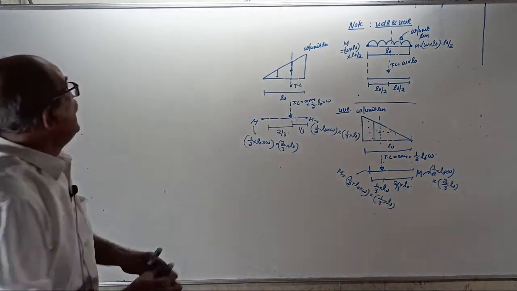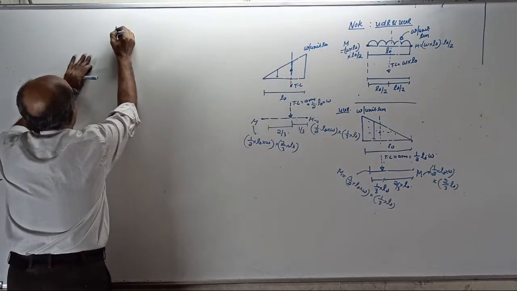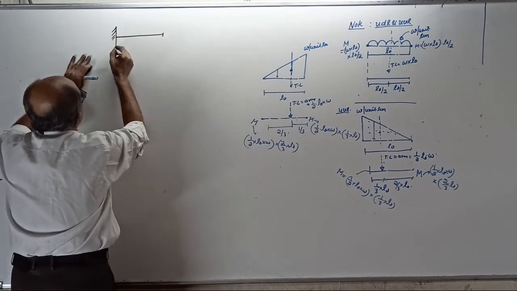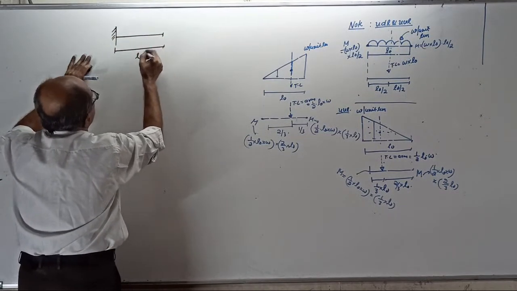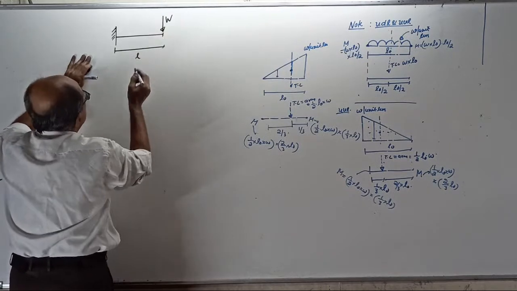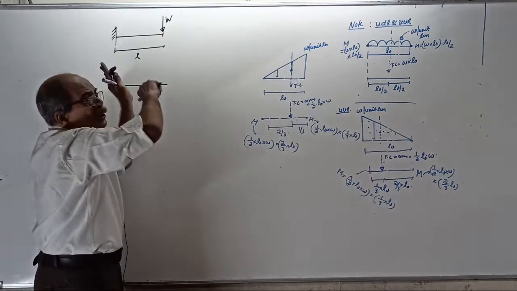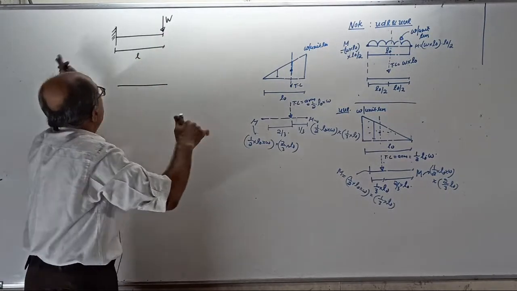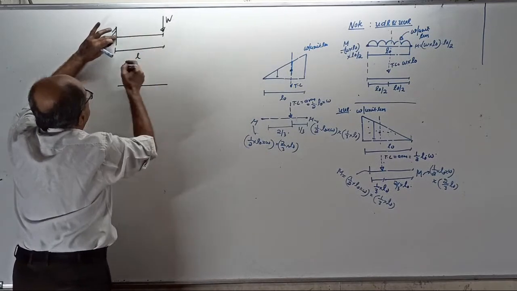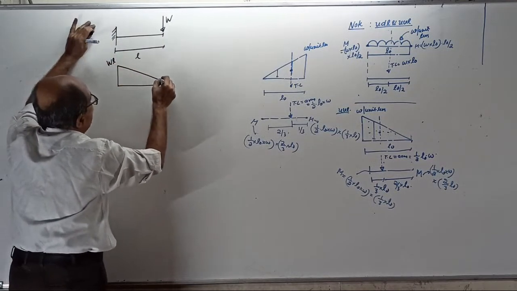Now, start the bending moment diagram. I will take the left side fixed. Suppose a cantilever beam is this way, of length L. If you apply a load W at the free end, the bending moment diagram will be, as I told, look from the free end side, never look from the fixed side. Here BM is 0, here BM is W into L. This is the bending moment diagram.